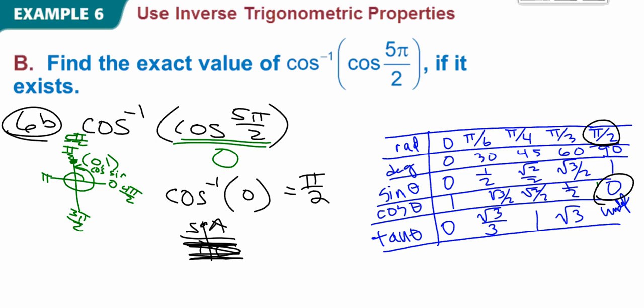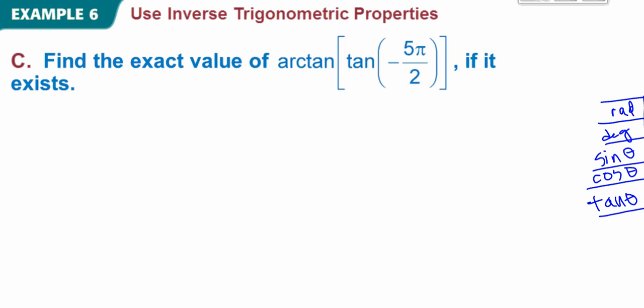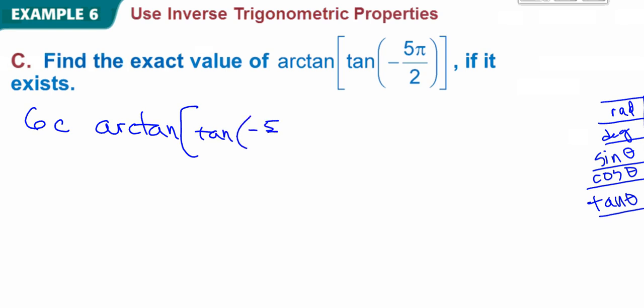And so now we want to do this problem with the arctangent of the tangent of negative 5 pi over 2. So it's that same angle. So 6c, the arctangent of the tangent of, oh no, it is not the same angle. It's negative 5 pi over 2. My bad for that. So negative 5 pi over 2, but I know what's going to happen. So I'm going to work my way through this.